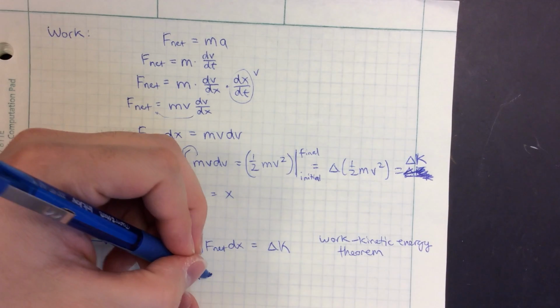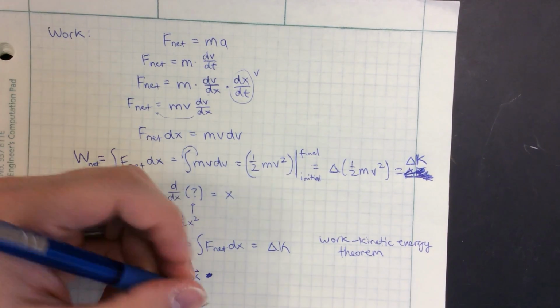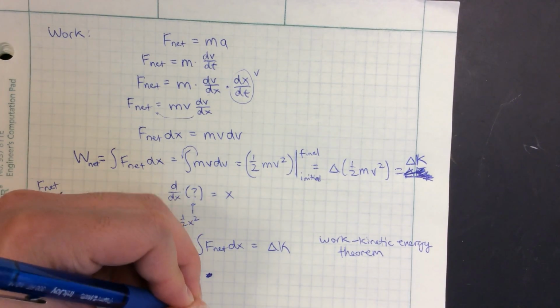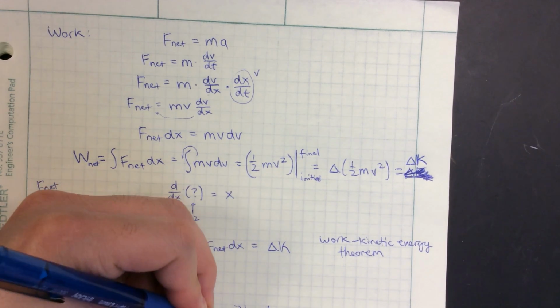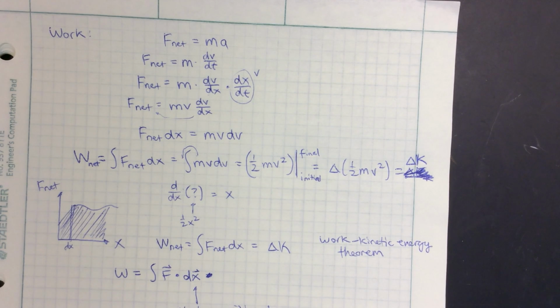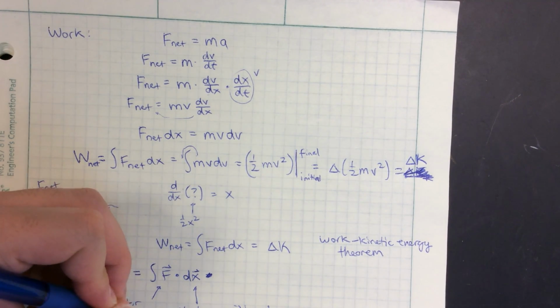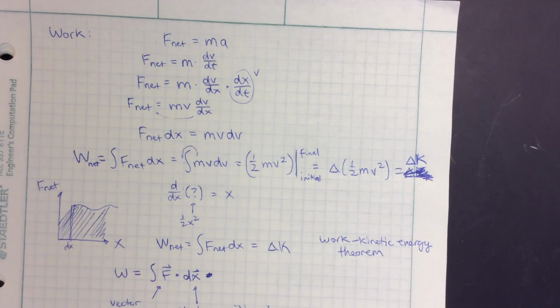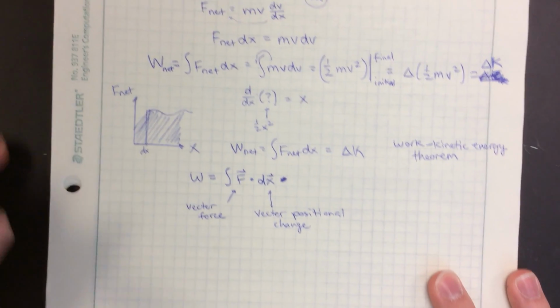Now the work done by a particular force looks like this: the integral of the vector F dot product with the vector x. So what does this mean? This is the vector positional change, and this is the vector force, and it's a vector dot product.